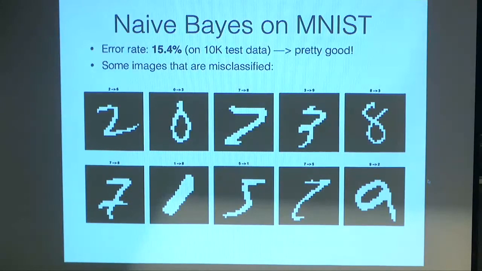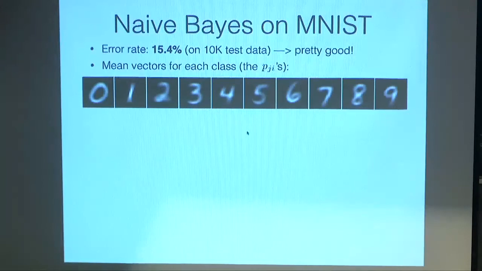We can try to go through all these examples and learn which ones are hard to classify and so on. But another thing we can do is peek under the hood and see what this classifier looks like on the inside. Remember that we are building this probabilistic model of how to generate the digits. So here are the mean vectors for every class. So here are the estimated p_ji for every class.